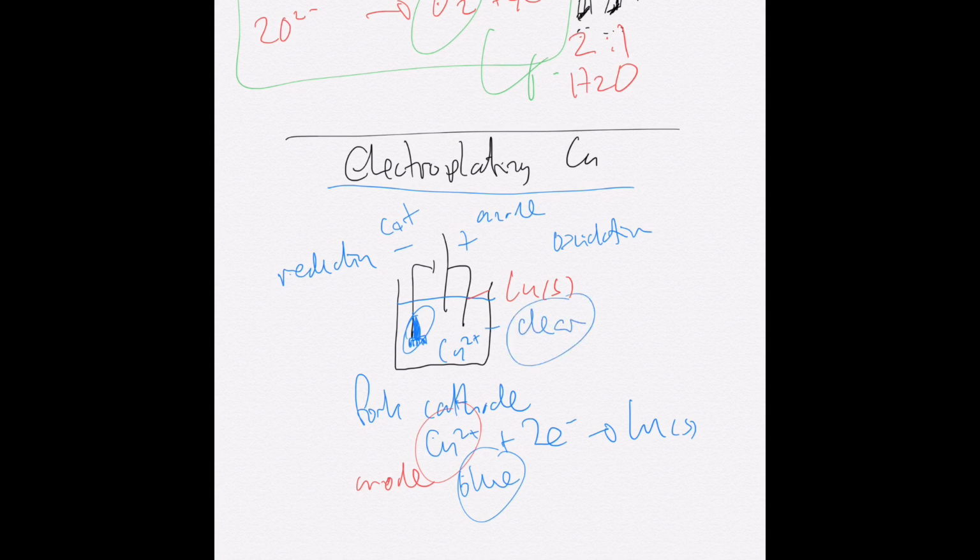But if at the anode you have a copper anode here, then that copper can oxidize and make Cu2+ and 2 electrons. Oxidation is loss of electrons. Cu2+, do that in blue. Yep, Cu2+. So the Cu2+ that's taken out of the solution by the fork is replenished by the copper anode. Beautiful.